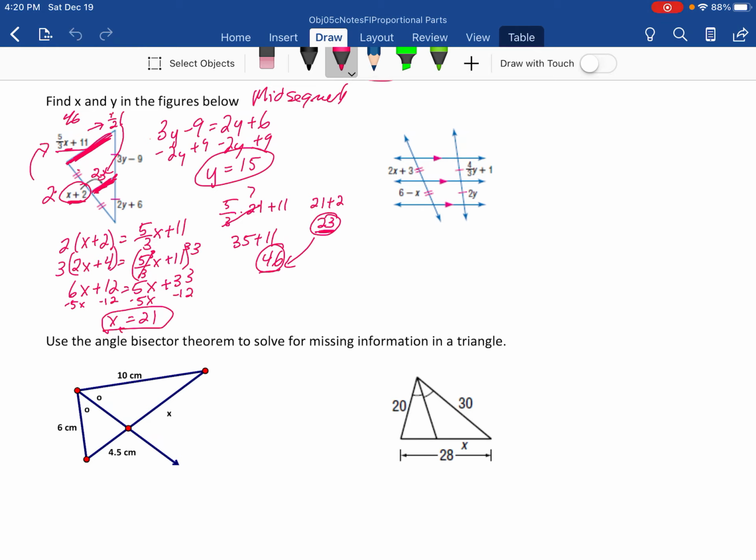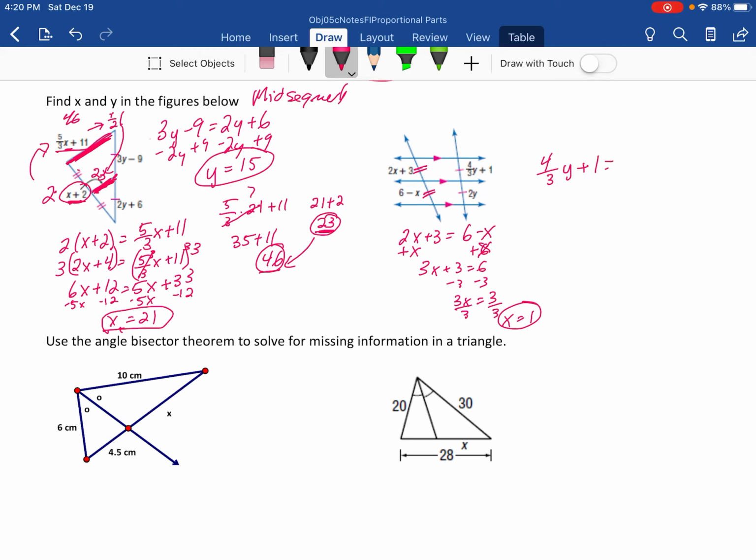All right, these are also, it's just pay attention. These are just divided into congruent parts, so this is not a proportion one. This is just going to be 2x plus 3 is equal to 6 minus x. I add my x, so 3x plus 3 is equal to 6. 3x is equal to 3. x is equal to 1.